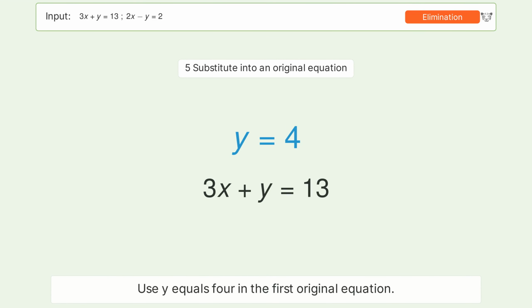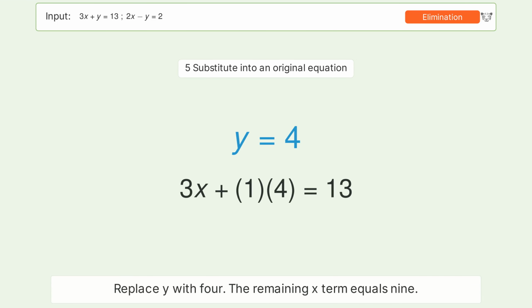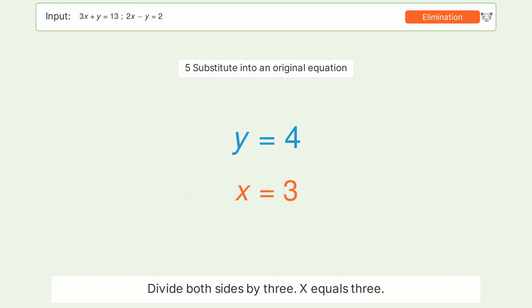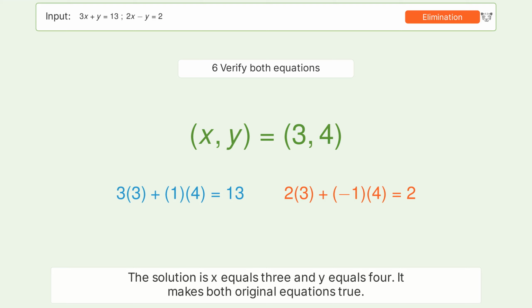Use y equals 4 in the first original equation. Replace y with 4. The remaining x term equals 9. Divide both sides by 3. x equals 3. The solution is x equals 3 and y equals 4. It makes both original equations true.